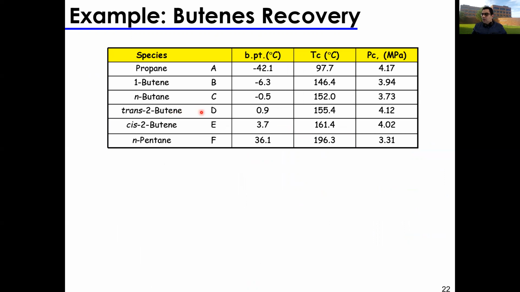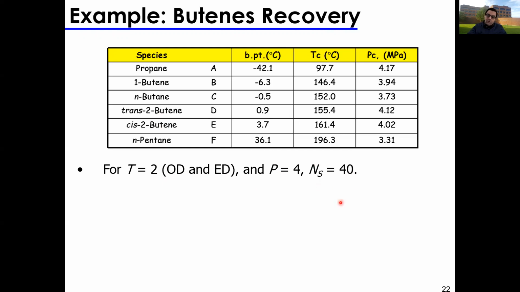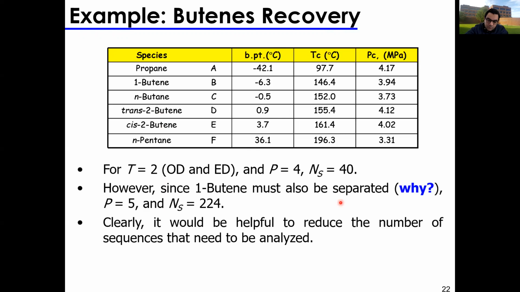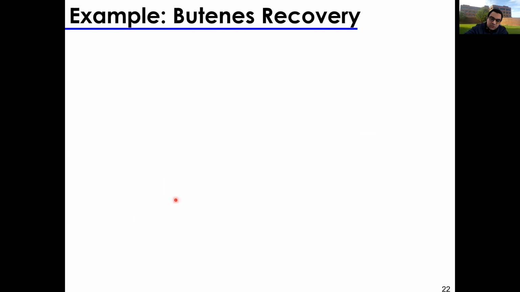So continuing to talk about the butene's recovery. In this case, we use two different types of technologies. So T was equal to 2, which is ordinary distillation and extractive distillation. We have 4 products. We said propane, butane, butene's mixture, and pentane. So our number of possible sequences was 40, right? However, when we were designing our sequence, we didn't actually separate all the butene mixtures as one. We did 2 separations, right, for butene.